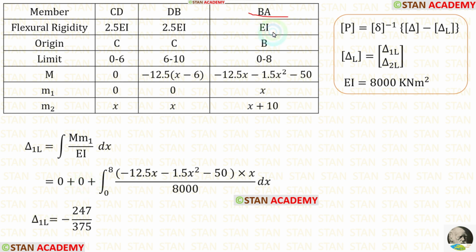For BA, the limits are 0 to 8. The flexural rigidity is EI. We know the value of EI, 8000 kilonewton meter square. Let us apply that. Also, let us apply the values of m and m1. For the integration, we can use calculator.